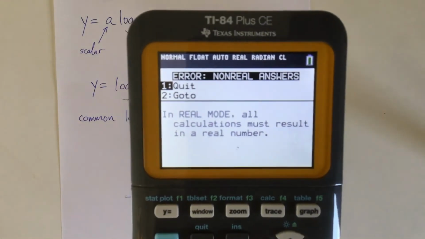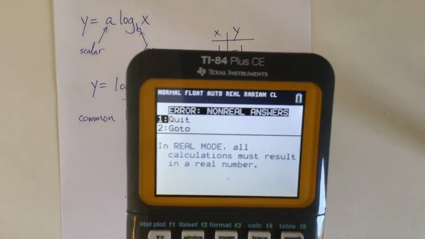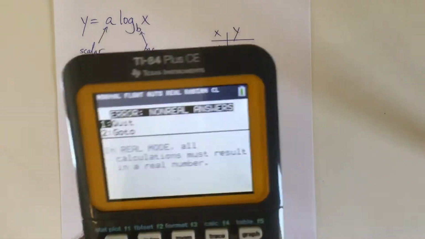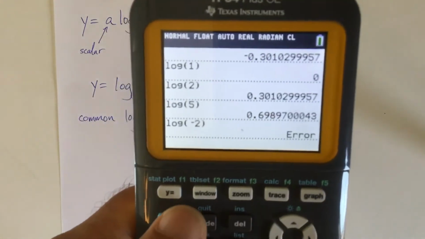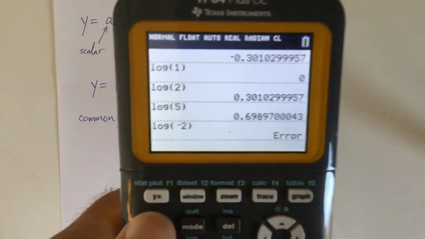Oh, how about the log of 0? You plugged in 0 on the other ones. Well, let me see. It says error.